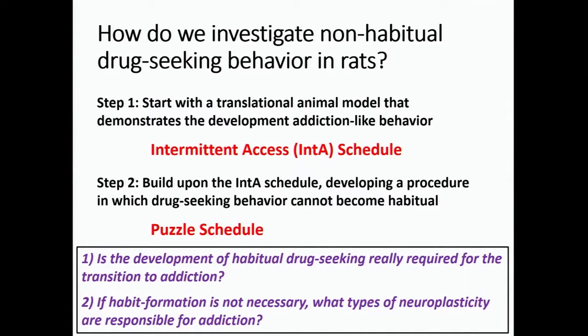Okay, so again, is the development of habitual drug seeking really required for this transition to addiction? And if it's not necessary, what changes in the brain occur? Okay, so those are the two questions we're really interested in. So here is, does anyone have any questions before I go further? No?